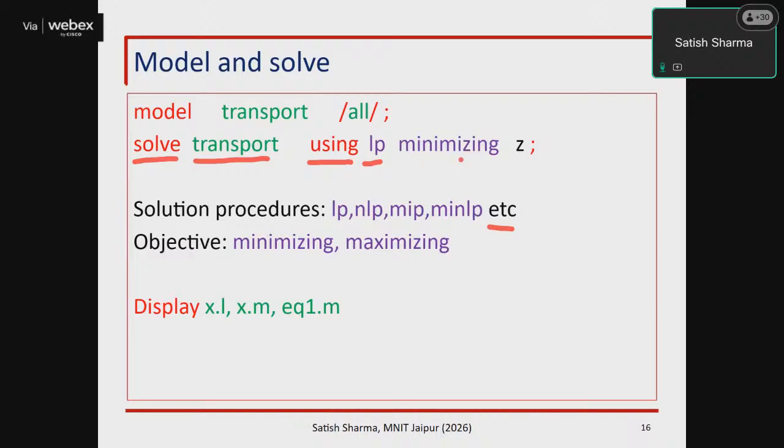Then what do I want to do? Either I can minimize or maximize. So I have placed minimizing, and I have placed a certain variable Z which I want to minimize. Okay, and then display is optional. You can display certain values if you want to.